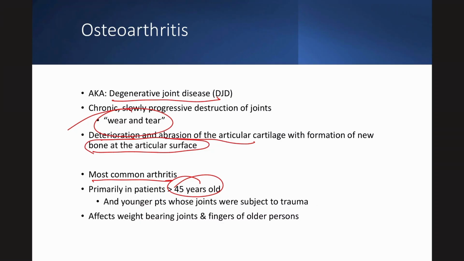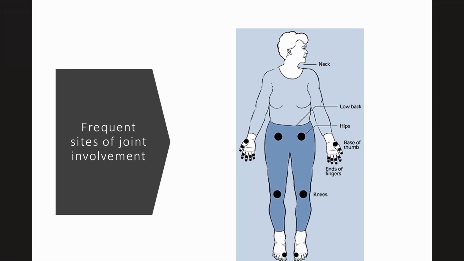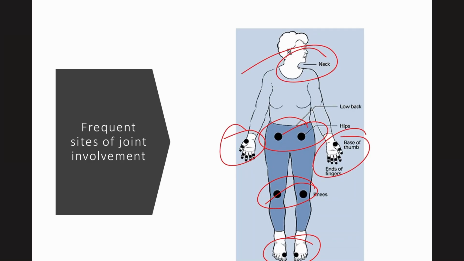Anyone that was subject to trauma may develop osteoarthritis later on, and it affects weight-bearing joints and fingers of old people. So weight-bearing joints, what are your weight-bearing joints? Knees, hips, lower back, those are your weight-bearing joints, which makes sense. They're under the most load. They would be under the most stress. They would degrade over time due to that. And obviously your hands, the fingers. You see a lot of people with arthritis, they have it in their hands. They can't do things. So that's usually where it affects. And then hips, knees, toes, and then your feet. Neck is an area too.